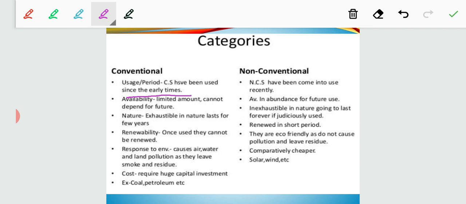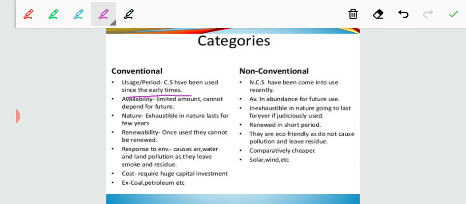Next point of basis is renewability. Now, conventional are non-renewable. They cannot be renewed. Just giving an example, when we burn the coal, what is the residue? The ash. Can we reuse the ash and can we again make it into coal? That is not possible. So, conventional resources are non-renewable, but the non-conventional resources are renewable. Once we get the energy from the sun or from water, again it can be renewed. So, that is why it is renewable.